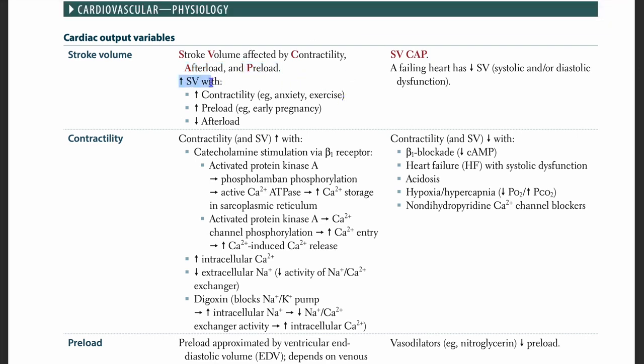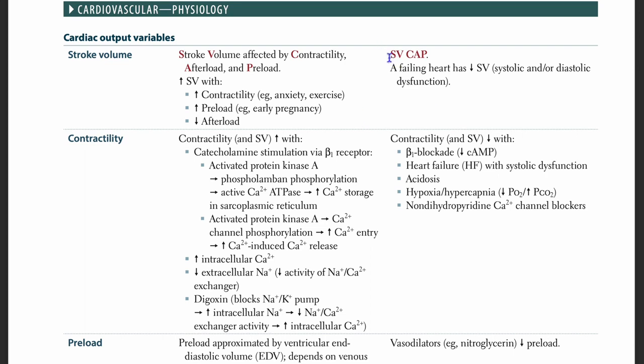So an increase in stroke volume is caused by an increase in contractility, for example, anxiety or exercise. An increase in preload is, for example, in early pregnancy, right? Because remember, blood volume increases. And then a decrease in afterload also causes an increase in stroke volume. So this is basically how much is left over after systole, right?